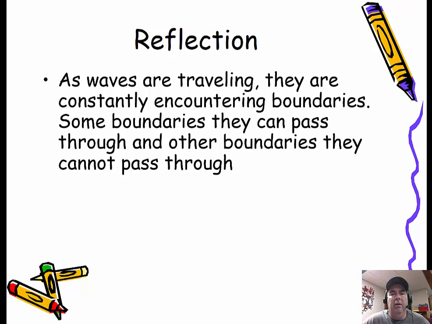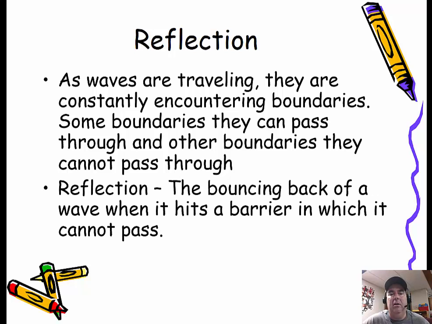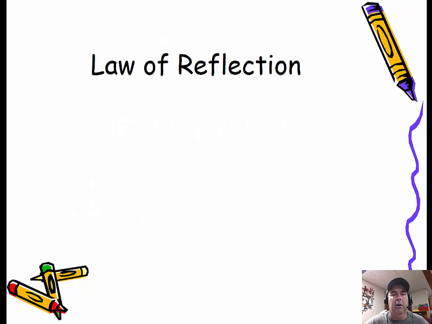Sometimes when we look at waves, they hit these boundaries that they cannot pass through, and when they cannot pass through those boundaries, they end up bouncing off of them. That's going to be reflection. Reflection is going to be the bouncing back of a wave when it hits a barrier that it cannot pass through. So kind of like a solid barrier.